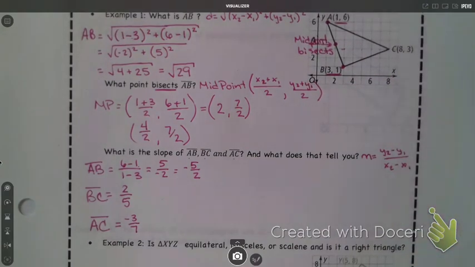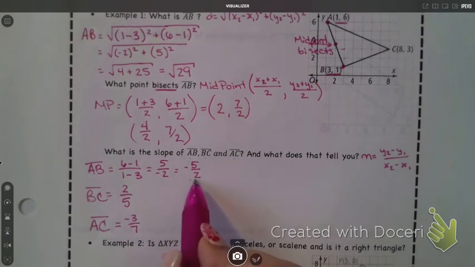Now I have a question for you guys. What kind of triangle is this? Right. How do you know? I have that on my samples. Because it has a right angle. It doesn't have a right angle.